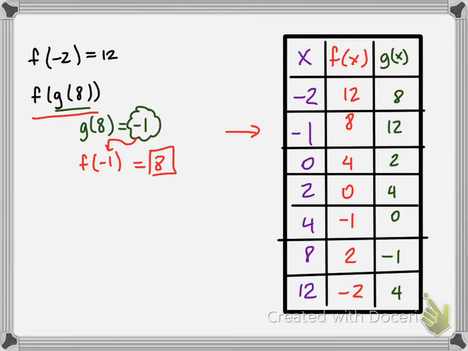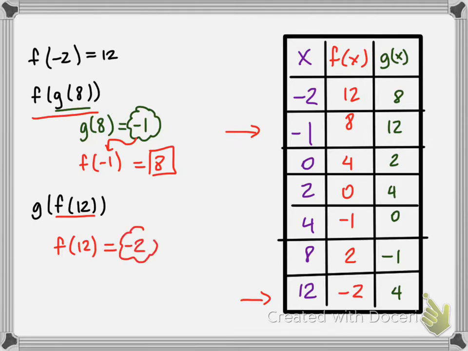So what about g of f of 12? What we're going to do is the inside value first. So f of 12. We start here at our 12 value, we go to our red. Our red in that case is a negative 2. So f of 12 is negative 2.